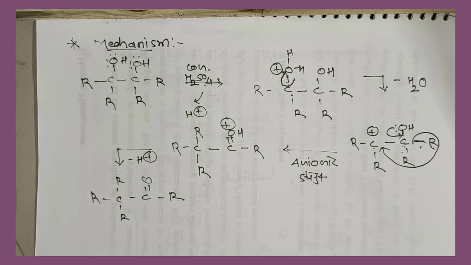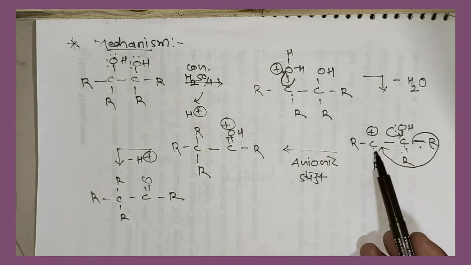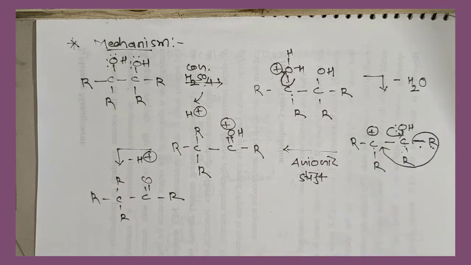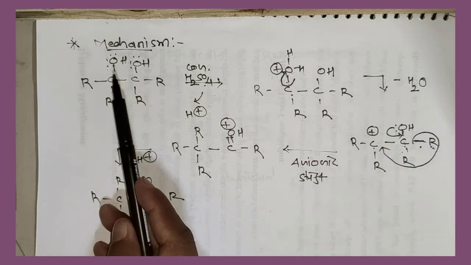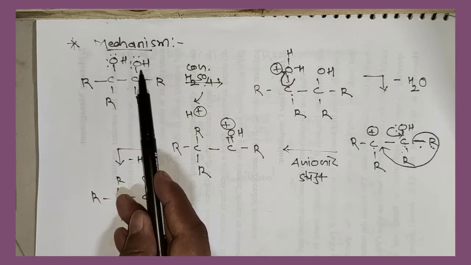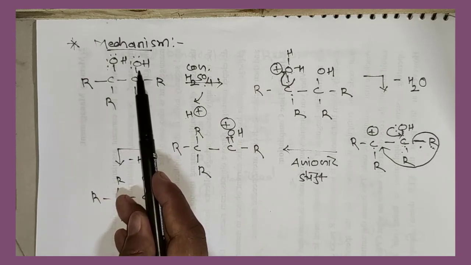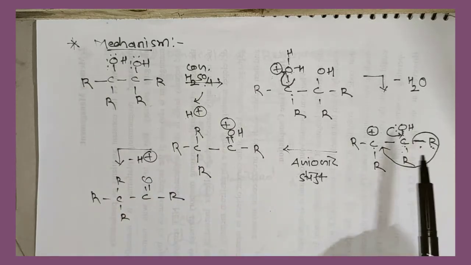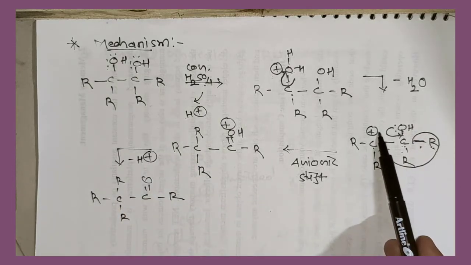So I have discussed the stability of carbocation, and this will act as a crucial role in this reaction because there are 2 OH. So which OH gets protonated first depends on this R group, right? Depends on this R group. So see here that here carbocation is generated.